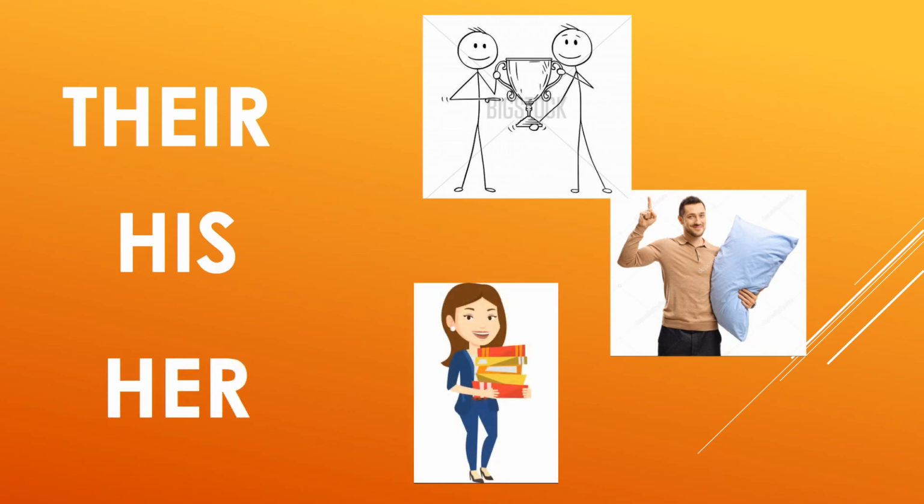Their is an ownership word. It means more than one person owns something. So again, this is just like his and hers. Their, his, her. We don't use an apostrophe in words that show ownership unless they have a name. So all of those generic words about ownership, their, his, her, our, your, no apostrophes here.